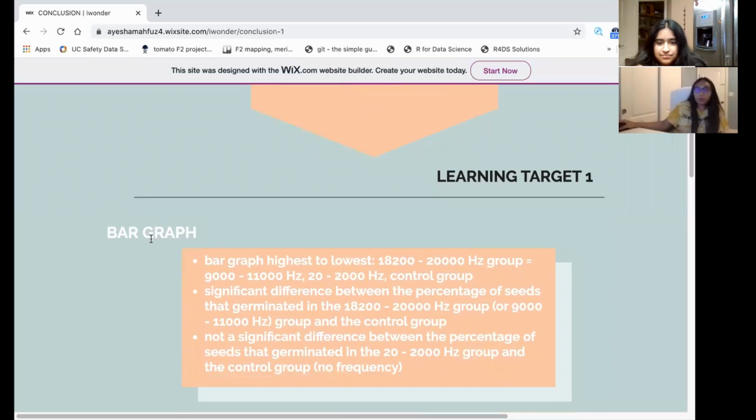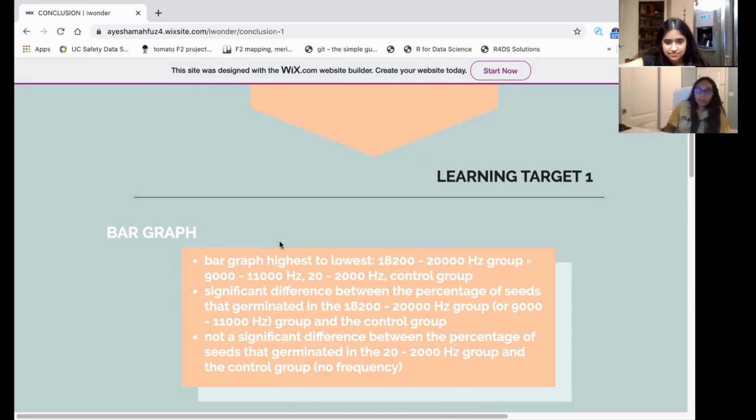And so the bar graph, which was the first kind, showed the percentage of seeds that did germinate. I think Magna already talked about the trend, but we also ran significance tests to see if the data actually proved that the percentage of seeds that germinated was different between the different groups. What we found was that there was a significant difference between the percentage of seeds that germinated in the 2 highest frequency groups and the control group.